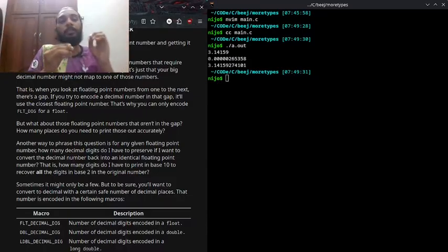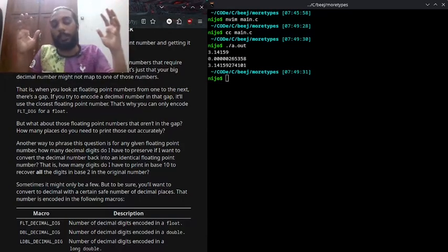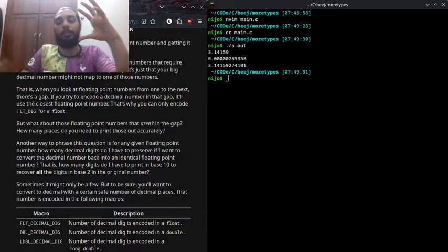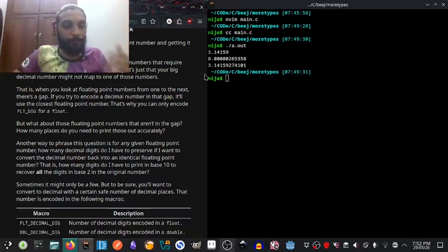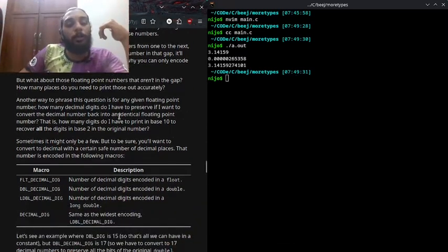But we are putting in a number that is between those two gaps. What the compiler is doing, or what at runtime it's doing, is choosing a number that is closest to one of the boundaries. That's why you can only encode FLT_DIG digits.